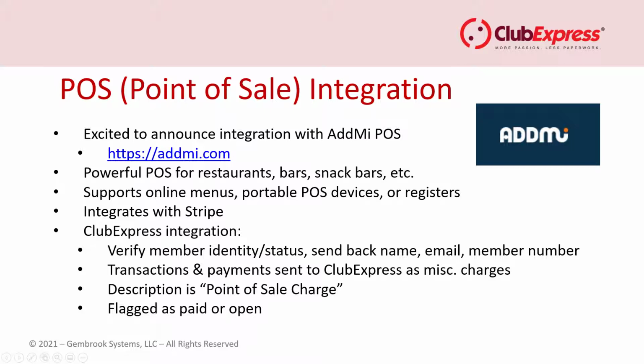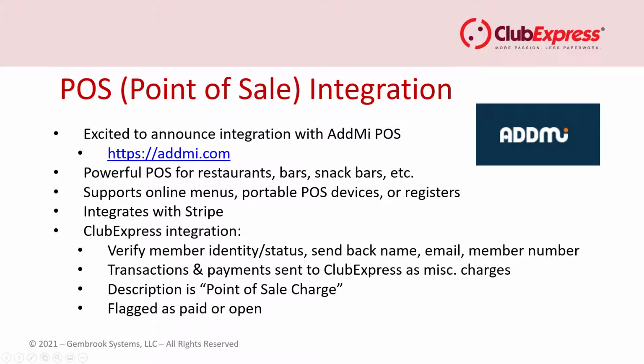At the end of your meal, or when you've finished the 19th hole drinking, the option is there if you want to run a tab or if you want to pay on the spot. If you pay on the spot, then what Adme will do is they will send the transaction as a miscellaneous charge over to ClubExpress and will record it in your transaction history as a miscellaneous charge, and the description will be point of sale charge.